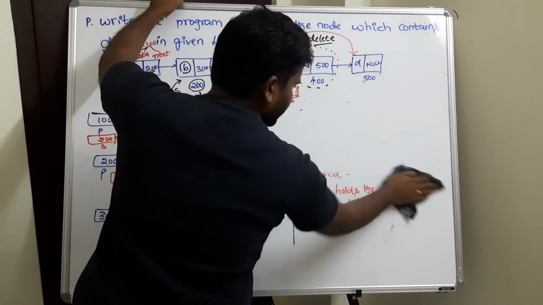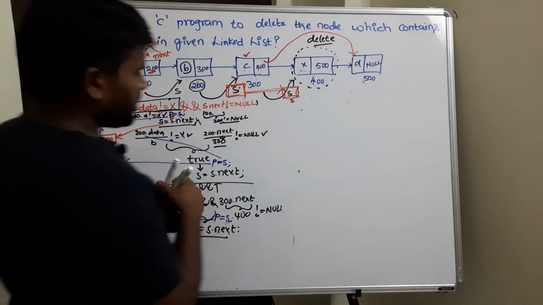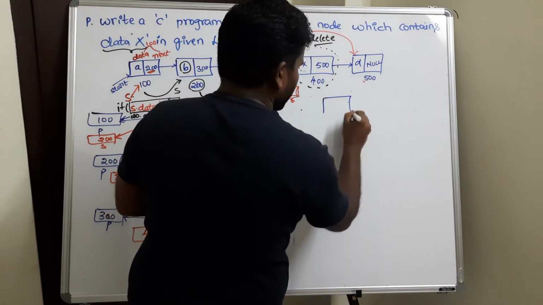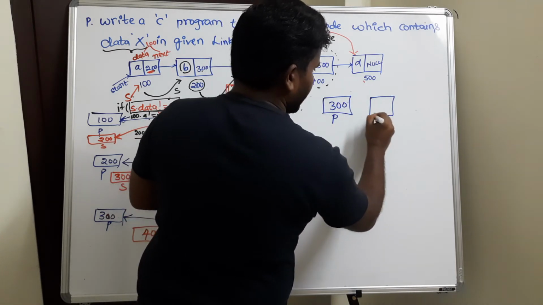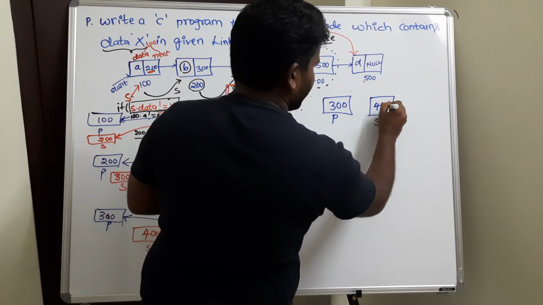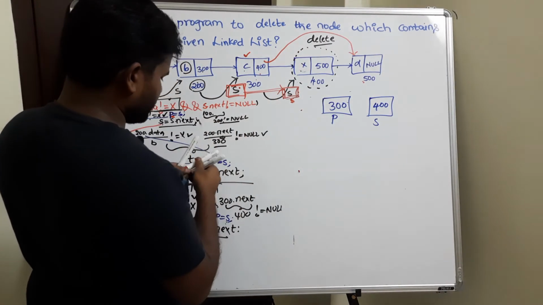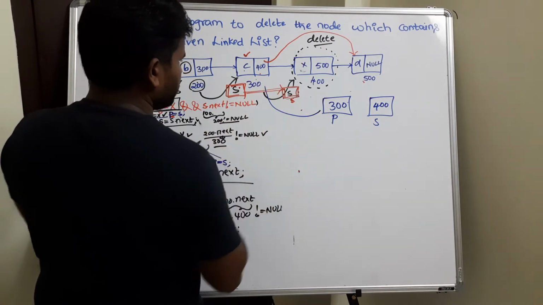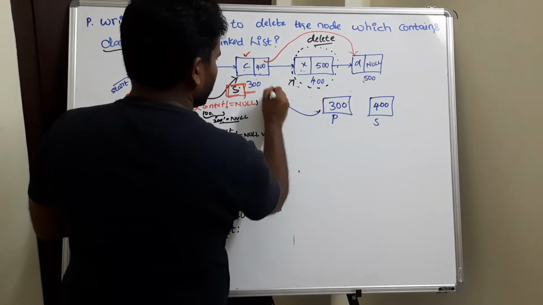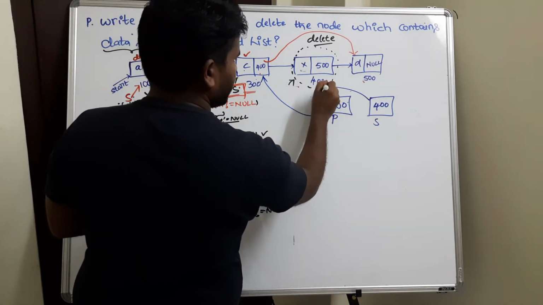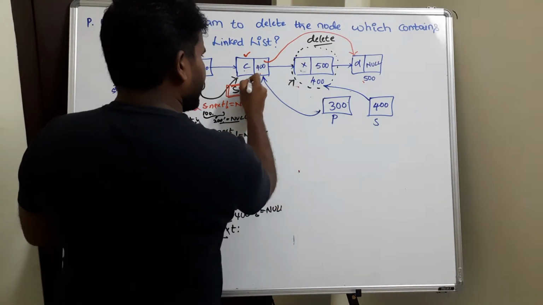Here you got the point that P is at 300 and S is at node 400, right? So what can you do? That means P points to here, and S points to here, right? This node. So we need to allocate this 300 dot next.